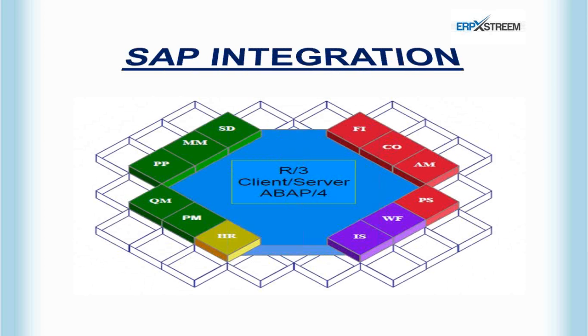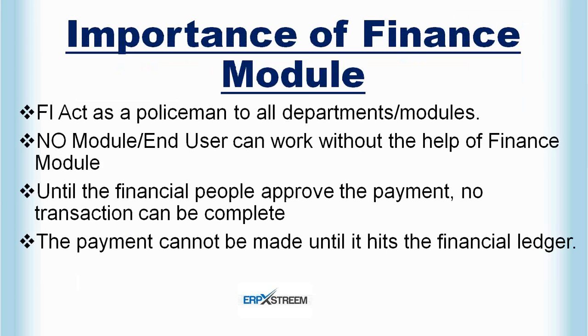Next, as we discussed, there are n number of modules like the FI module, controlling module, asset management, PS, WF, IS, human resource, project management, quality module, PP module, MM module, SD module. All are interrelated to one another. The same information is distributed to all the other departments.